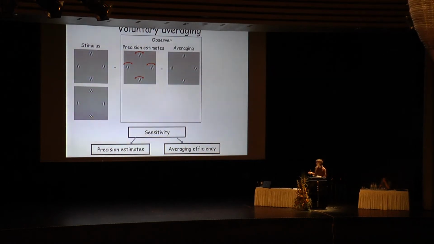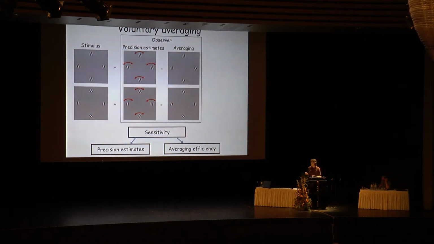Now, to measure these 2 factors, we can use exactly the same technique, which is to add external noise, here external noise being an orientation jitter. When we do this, any small imprecision in the judgment of the orientation is going to be negligible. It's going to have no significant impact, so that the orientation discrimination threshold is going to depend mainly on the averaging efficiency.